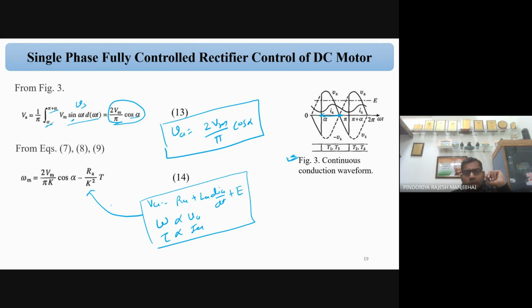Okay, so that is equation number 14: omega m is equal to 2Vm divided by pi k cos alpha minus Ra divided by k square into T. This is the speed for the continuous conduction mode. So by continuous conduction mode, we can control the speed of your motor.